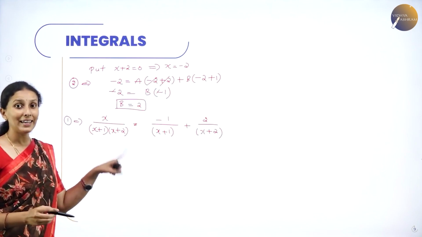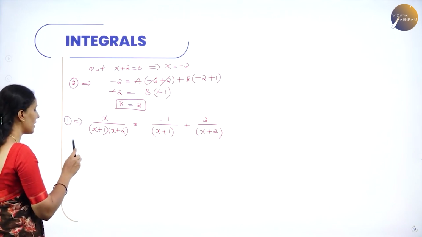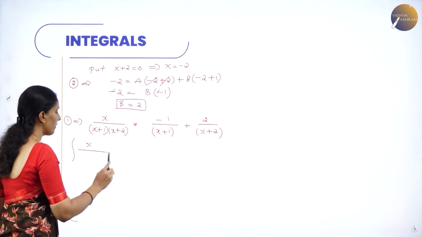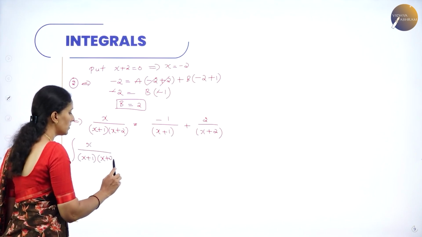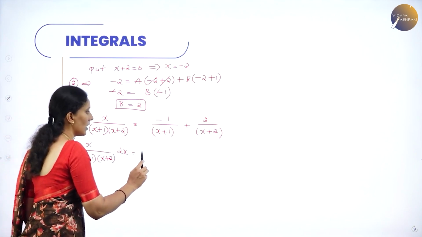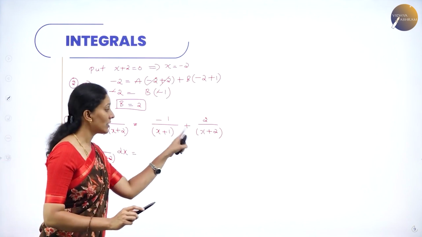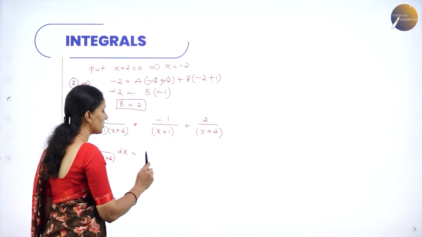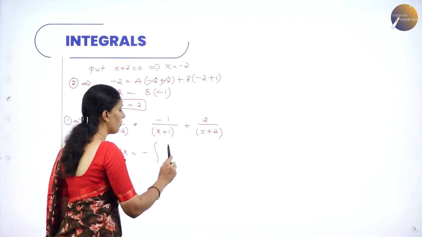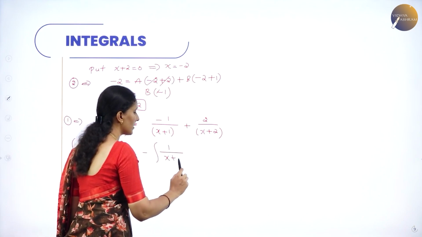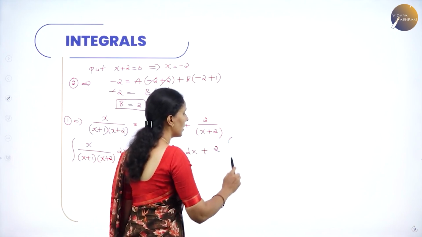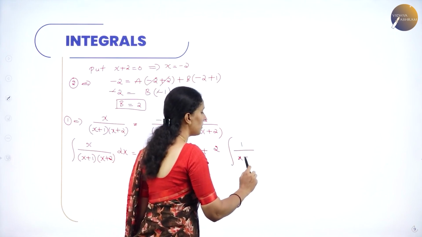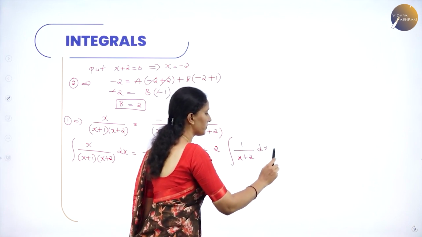Now apply the integral on both sides. So let us apply the integral of x divided by x plus 1, x plus 2 dx. Apply the integral separately because it's a sum. So take minus outside, minus integral of 1 over x plus 1 dx plus you can take 2 outside, integral of 1 over x plus 2 dx.